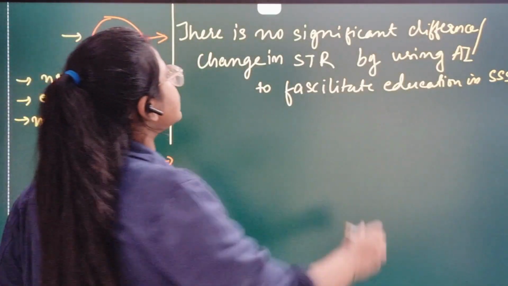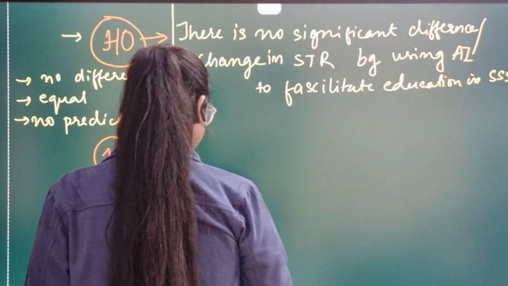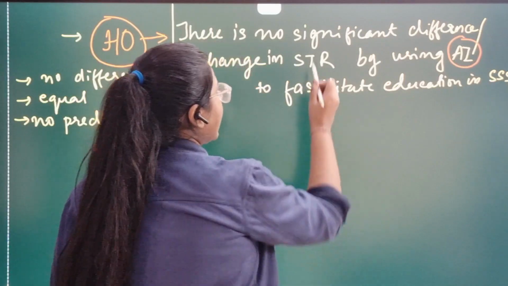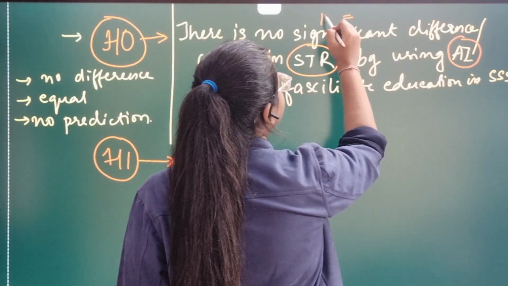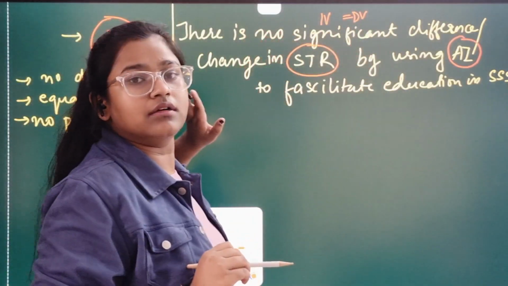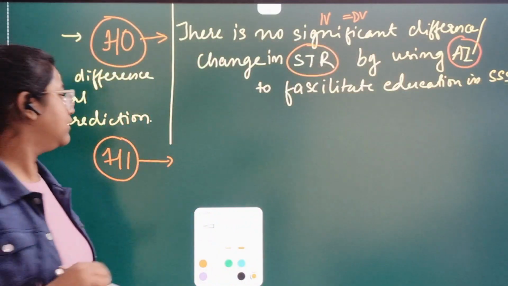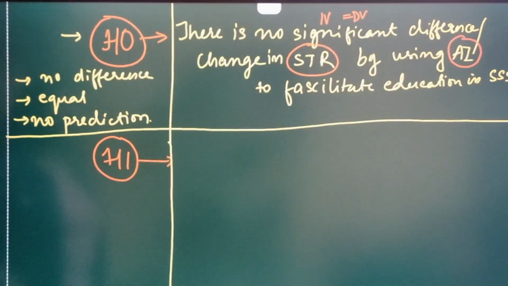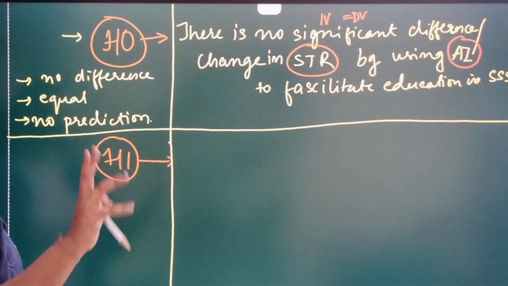Correct? No significant difference means, इसका क्या मतलब हुआ? That our independent variable and dependent variable are both equal. There is no change happening by manipulating the independent variable. Alternate hypothesis: when we reject this, we say we are rejecting it if there is a change.